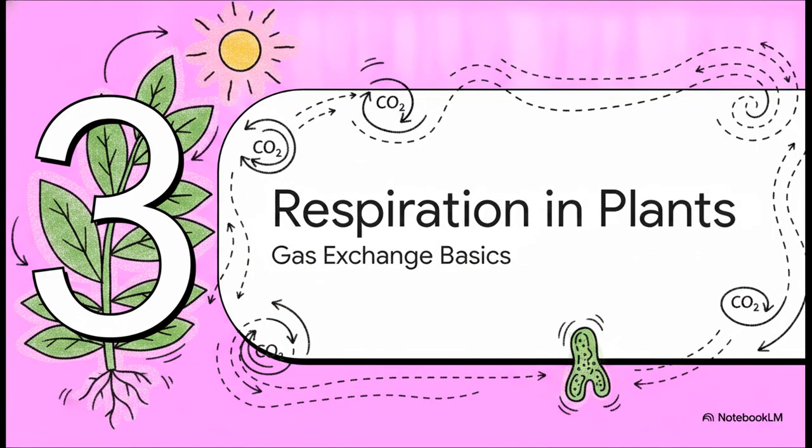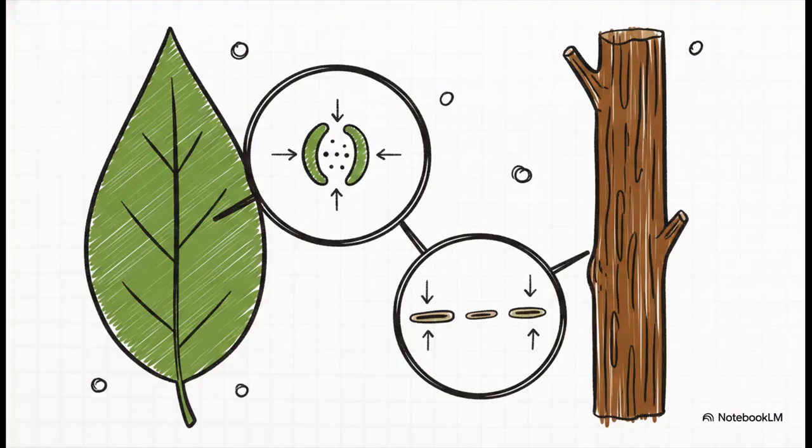Section 3. Respiration in plants. Now let's see how our green friends solve this universal need for energy. We always talk about plants using photosynthesis to make food, right? But remember, they respire constantly too. The thing is, unlike animals, plants don't have complex transport systems like lungs or blood to move gases around. So instead, they rely entirely on simple diffusion.